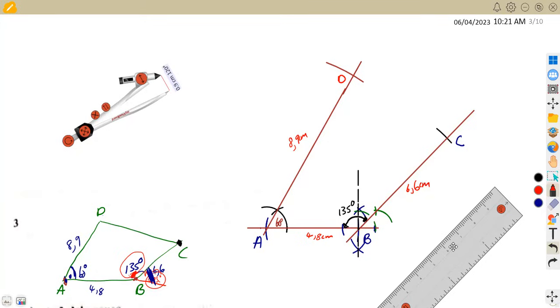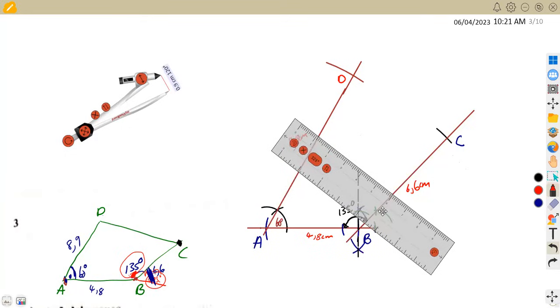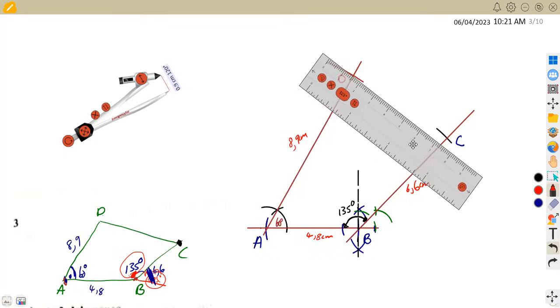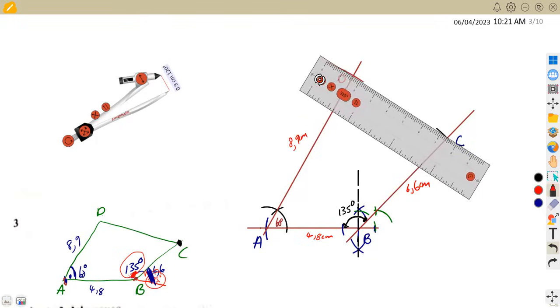So all we need is to just join the remaining points to form a quadrilateral now, which is, I mean, from D to C, you just need to join the remaining points properly. That is how we're supposed to have our diagram, guys, just like that.